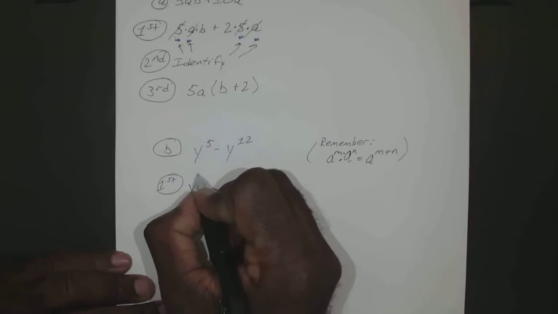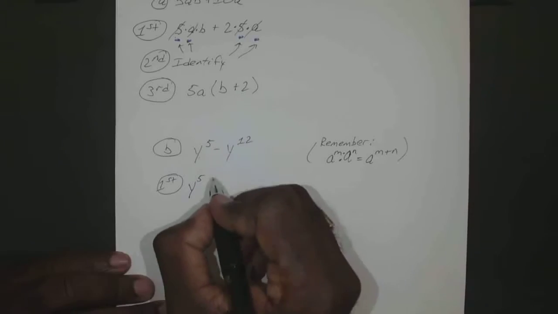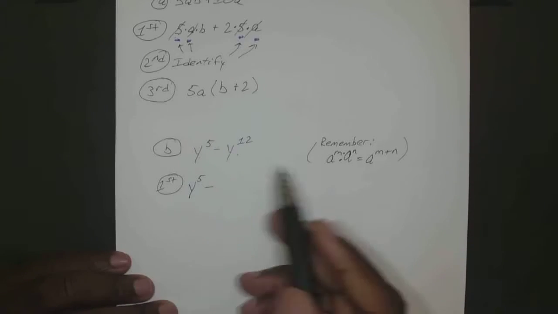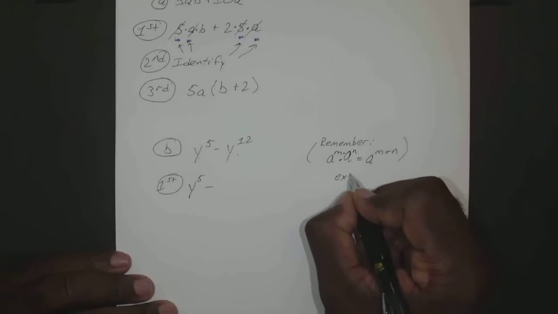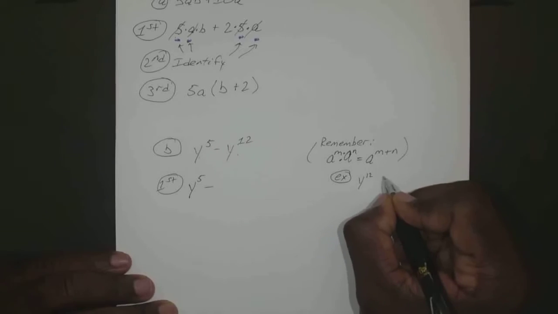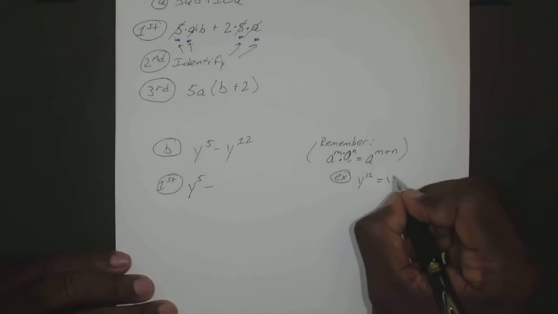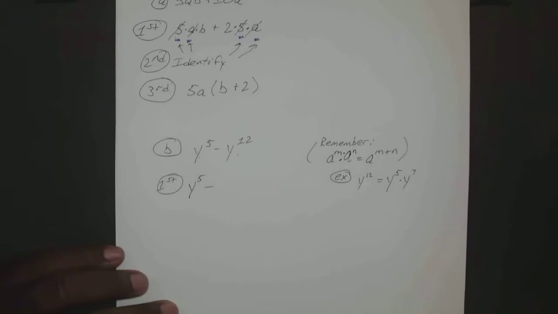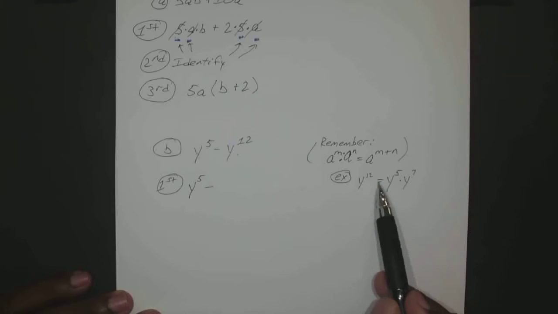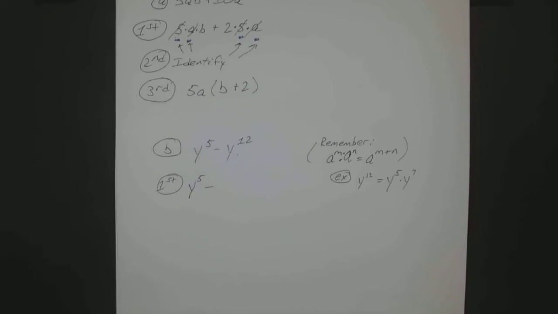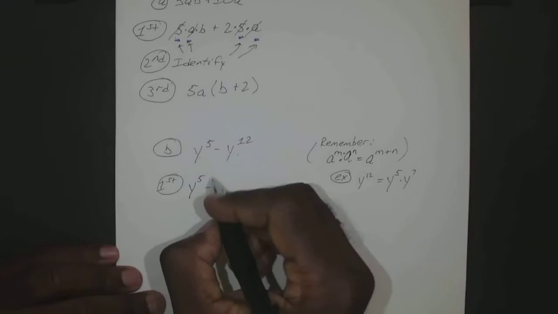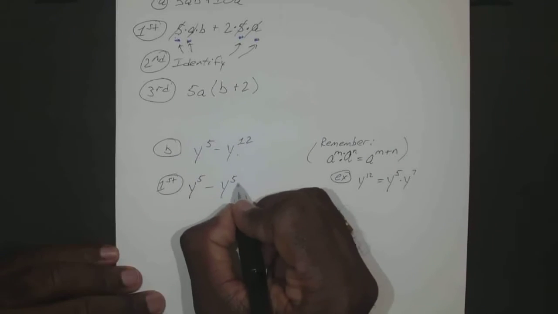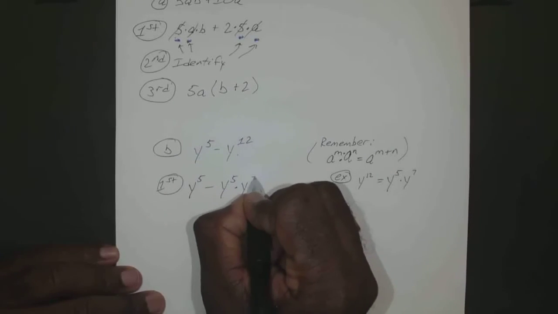Okay, so that means this one you can actually leave as y to the 5th. And y to the 12th is equal to y to the 5th times y to the 7th. Because y to the 5th times y to the 7th is just y to the 5 plus 7, which is 12. Okay, so we have y to the 5th times y to the 7th.